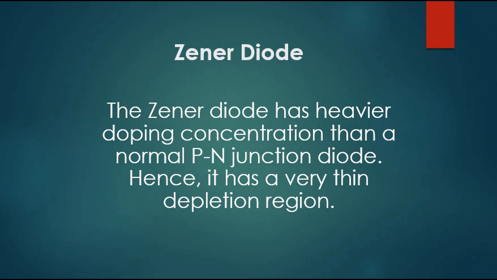A Zener diode has heavier doping concentration than a normal PN junction diode, and it has a very thin depletion region. The depletion region is the region that has positive and negative, where both of them meet. And remember that when we talk about a normal diode, its depletion region is bigger than that of the Zener diode. The Zener diode's is very tiny.